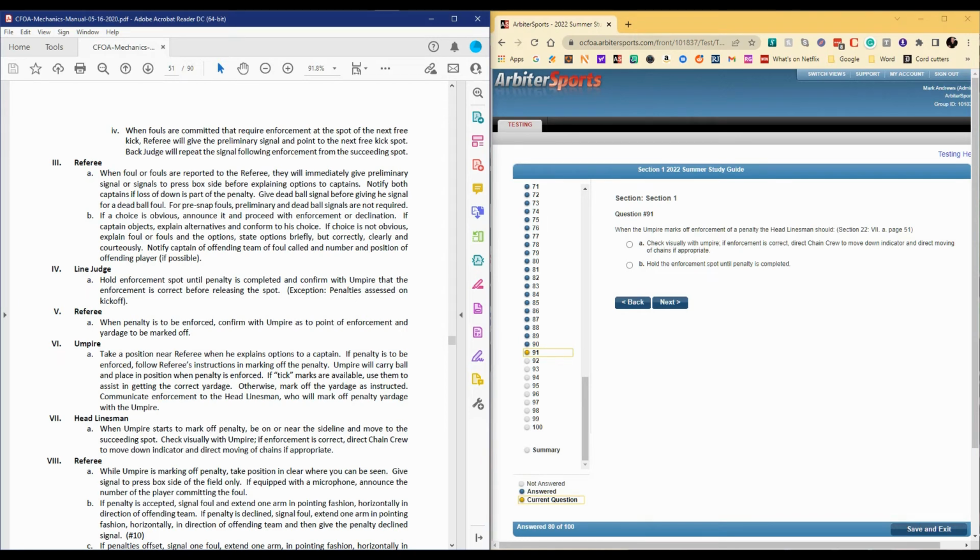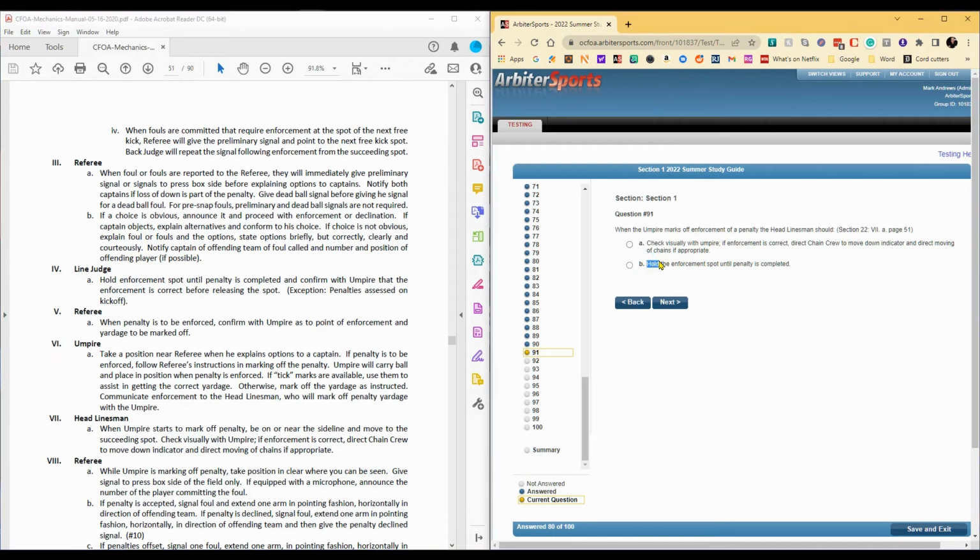Question 91. When the umpire marks off enforcement of a penalty, the head linesman should check visually with the umpire. If enforcement is correct, direct chain crew to move down indicator and direct moving of chains if appropriate, or hold the enforcement spot until the penalty is completed. Obviously, it's A. Well, not obviously, but this is B. This is the line judge's responsibility.